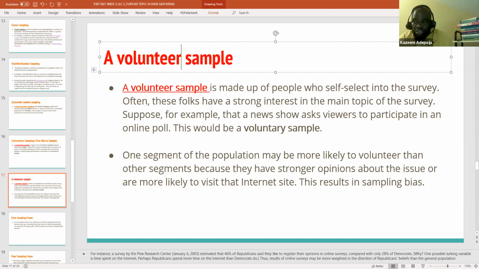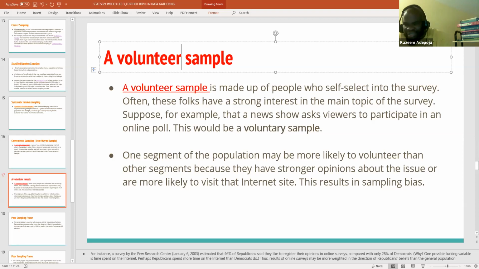Suppose, for example, that a news show asks viewers to participate in an online poll. This will be a volunteer sample, because one segment of the population may be more likely to volunteer than other segments, since they have a stronger opinion about the issues or are more likely to visit the internet. That's another thing. It's not everybody that visits the internet often, because of the nature of their work. So it means a good number of people may not partake in this survey.